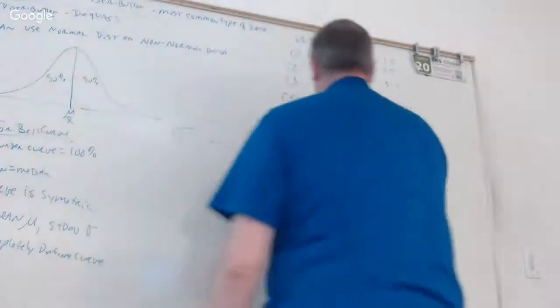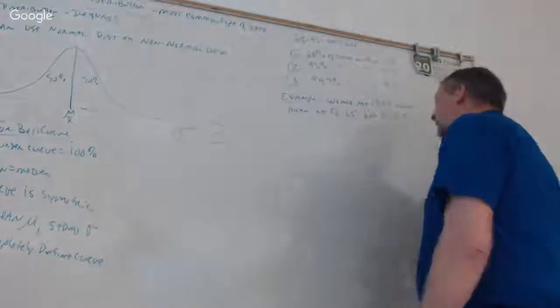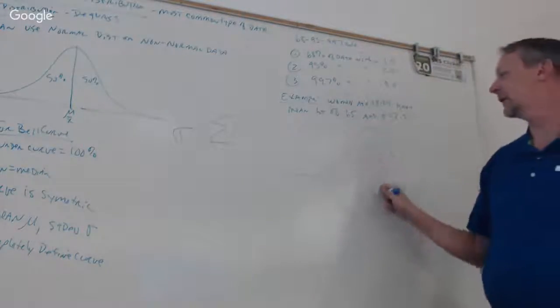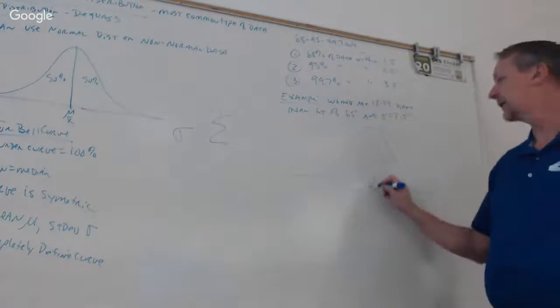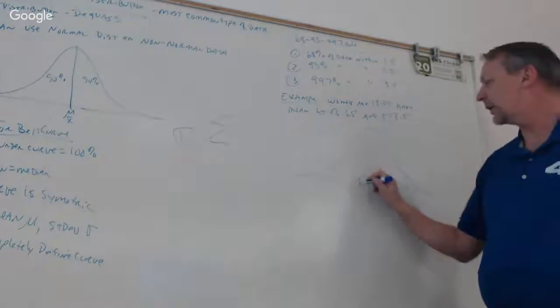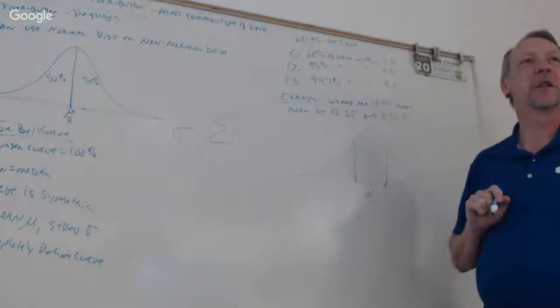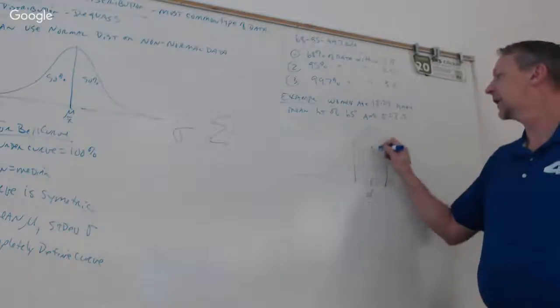Maybe. How about if I help you? Okay, what's the middle number here? 65. That's 65 inches, right? Okay, and we're going to go out 1 standard deviation. And how much data should be within 1 standard deviation? 68%.